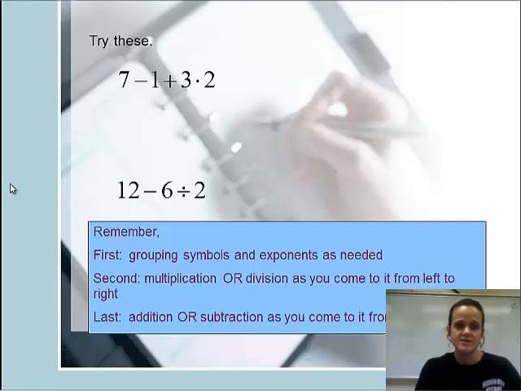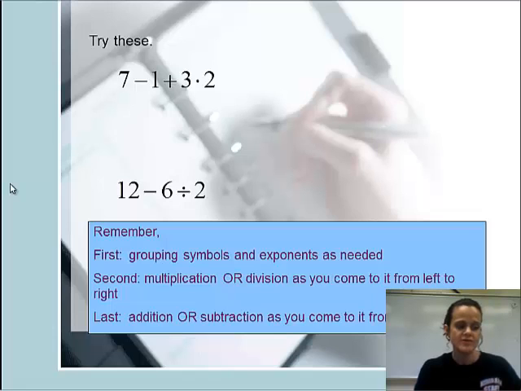Please pause the video while you try these examples. Remember, first, do grouping symbols and exponents as needed. Second, multiplication or division as you come to it from left to right. Addition or subtraction as you come to it from left to right. You should have gotten 12 for the first one and 9 for the second one.